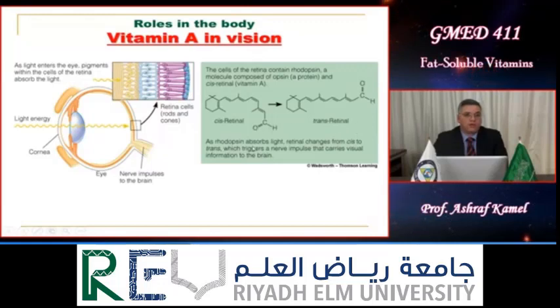When this conversion occurs as a result of the light falling on the retina and the photoreceptors, this reaction stimulates an action potential in the retina that passes to the optic nerve fibers and then the optic nerve going to the brain.